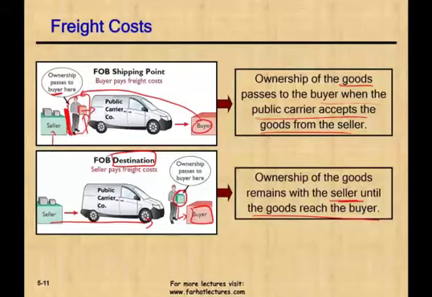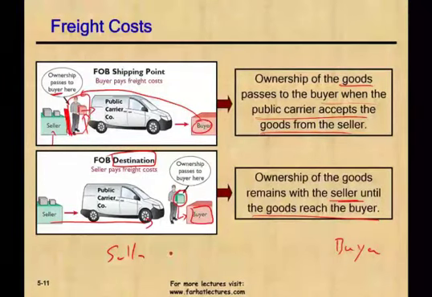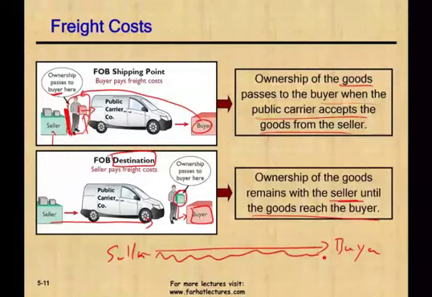Now you might be saying, what's the big deal? The big deal is this. We have the buyer here, and we have the seller, and we have the buyer. Those could be next door to each other, and those could be a continent away from each other, okay? So what happened during transportation?